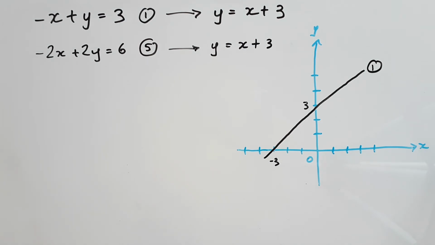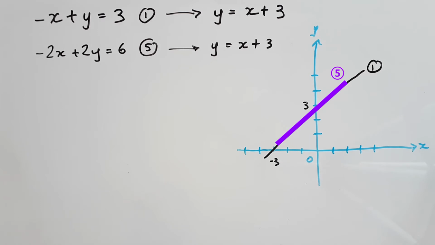And you'll notice something here. The line is the same as the first one, which means that line number 5 is actually sitting on line number 1. They are overlapping through and through. When this happens, we call these two lines coincident with each other.